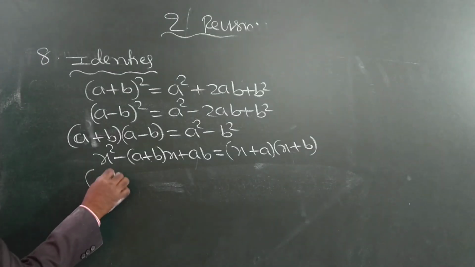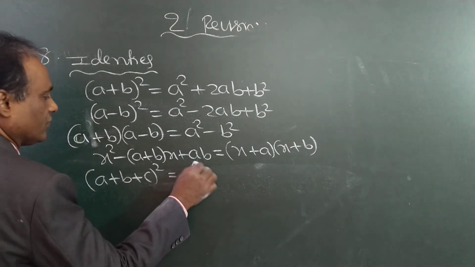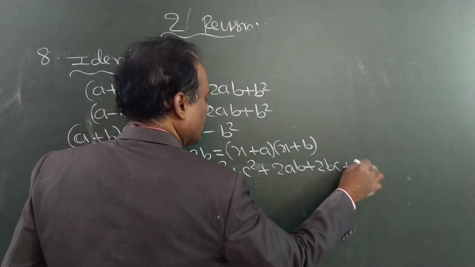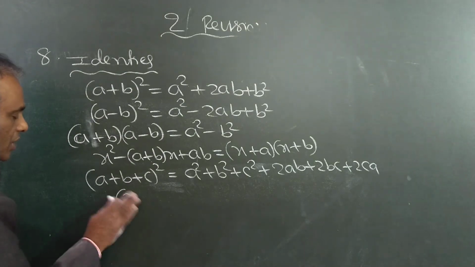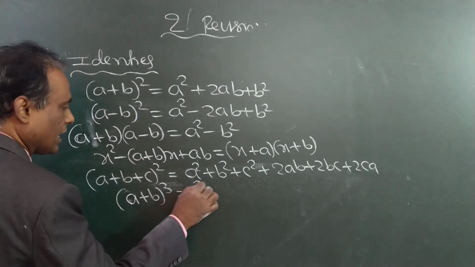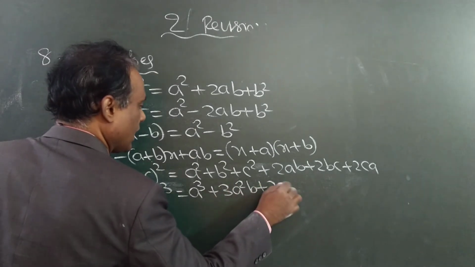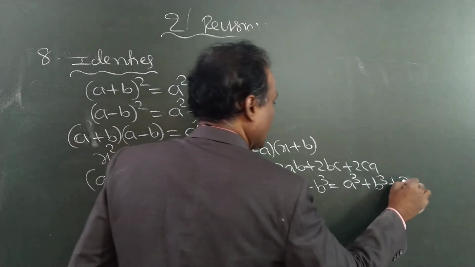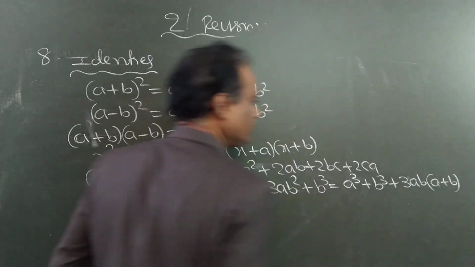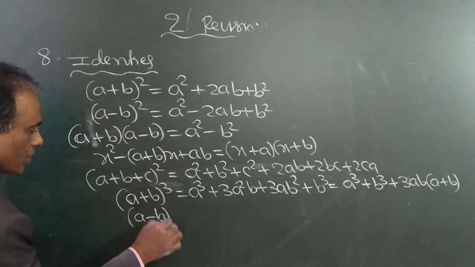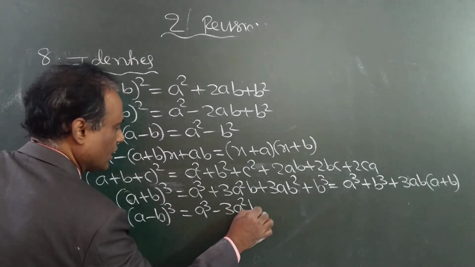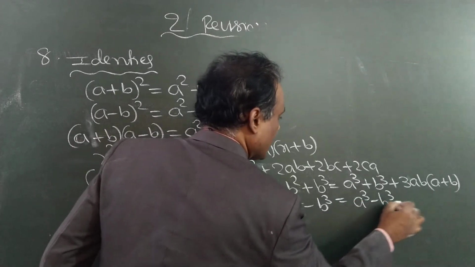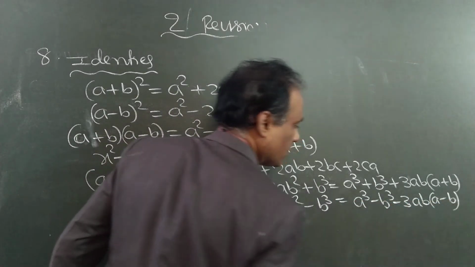Next, I also explained the formula for a plus b plus c whole square, which is a square plus b square plus c square plus 2ab plus 2bc plus 2ca. I also explained the formula for a plus b whole cube. A cube plus 3a square b plus 3ab square plus b cube can also be written as a cube plus b cube plus 3ab into a plus b. Two ways we can write. Then I also explained the formula for a minus b whole cube. A cube minus 3a square b plus 3ab square minus b cube is also equal to a cube minus b cube minus 3ab into a minus b.